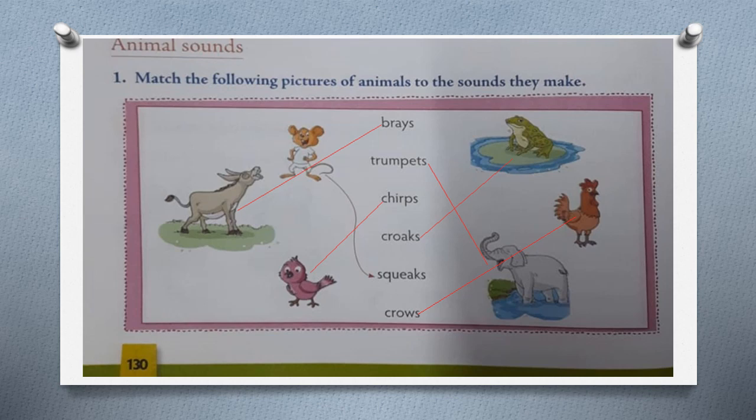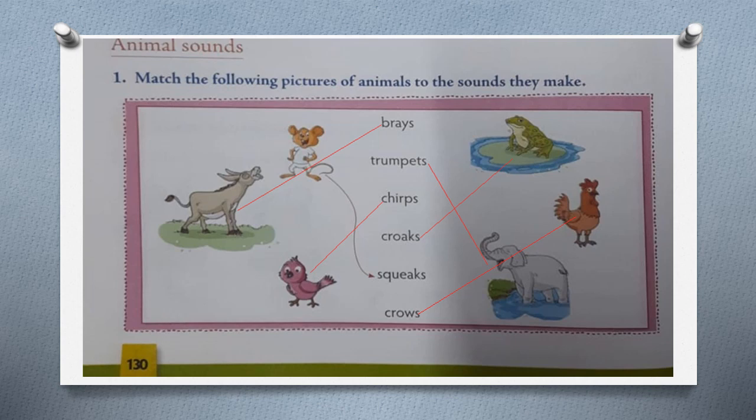Children, let's learn animal sounds. Match the following pictures of the animals to the sound they make. Here are given some sounds and some pictures of the animals. Match the correct sound with the correct animal. The first sound is bray. Who brays? Donkeys. So match the word bray with the picture donkey.